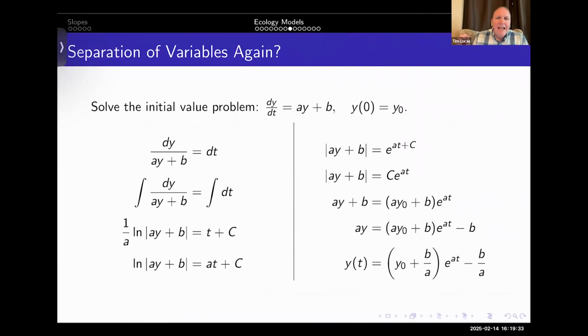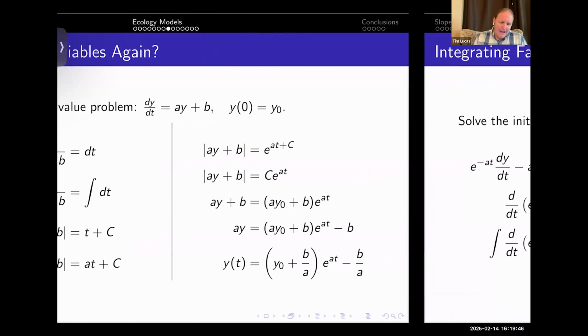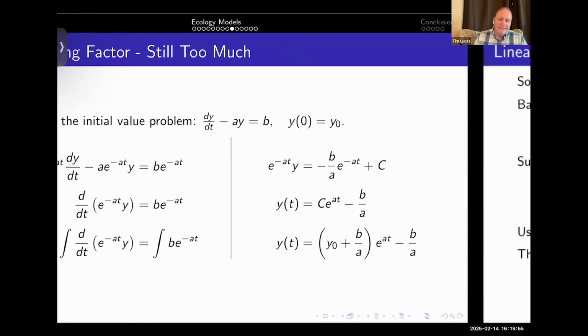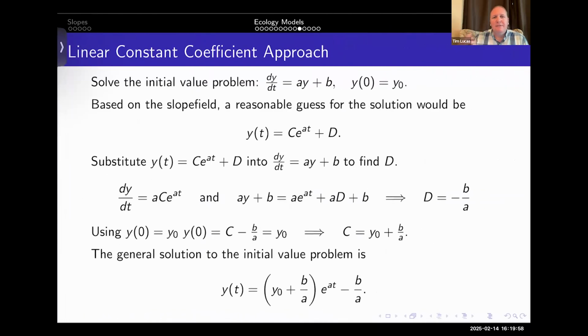Okay, but now let's change the equation. Let's add the trapping rate. So we're going to solve an equation that looks like ay plus b. Well, we could do separation of variables again, but man, that's error prone and it's long and it just seems a little excessive. Integrating factors is probably better, but it still seems kind of excessive for this problem. But instead, if we use our intuition that was based on those graphs, we can say, no, let's solve this equation by again guessing and checking.